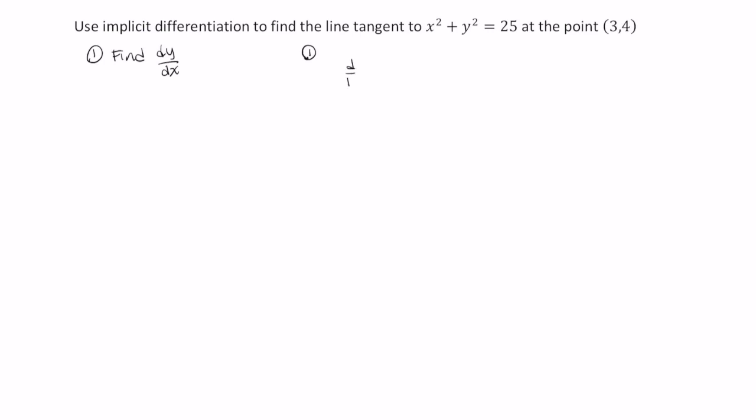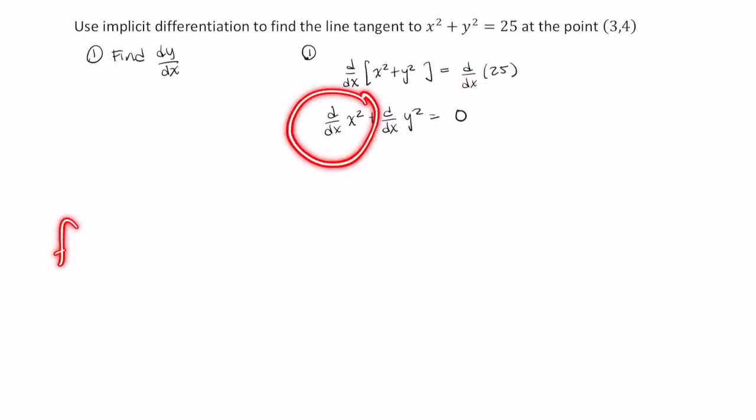So that is, we want to find the derivative with respect to x of both of these sides of this equation. So this is d over dx x squared plus d over dx y squared equals 0, since the derivative of a constant is just 0. Now this one's very straightforward. F of x equals x squared, so f prime of x equals 2x.